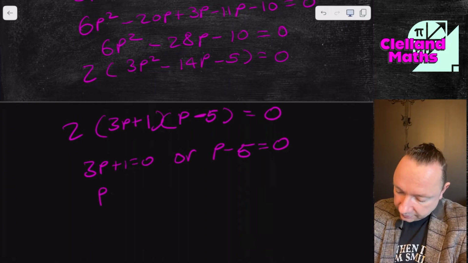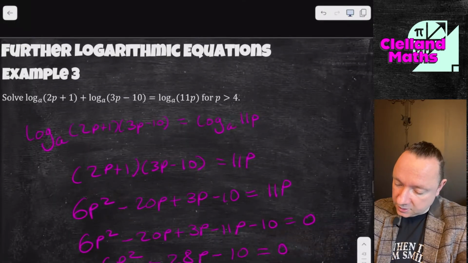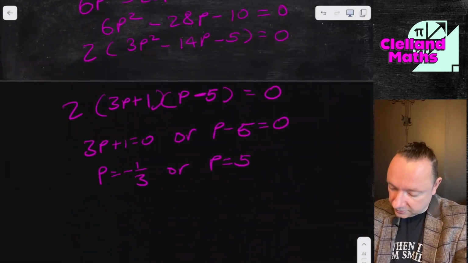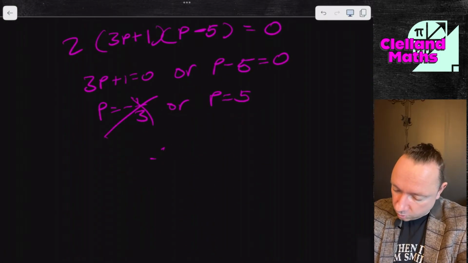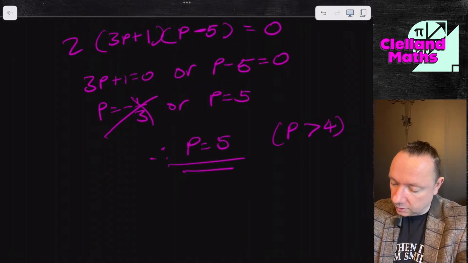So that means that p equals minus a third, or p equals 5. Initial conditions are important here. p is always bigger than 4, so that means that we can just eliminate that one, and therefore p equals 5, since p is greater than 4, and we're done there.